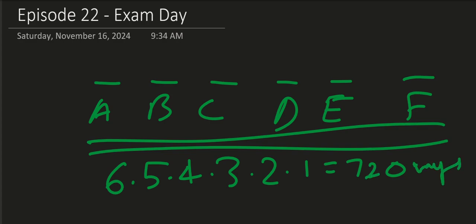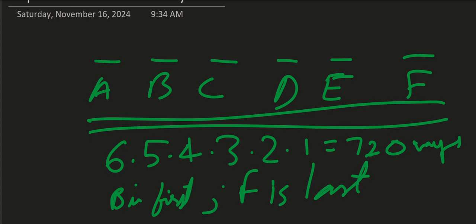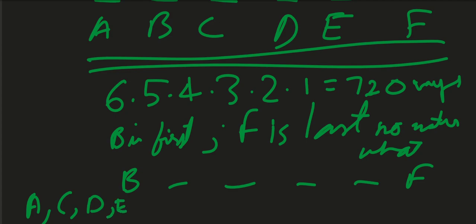I rigged the race, and I know that B is going to be first no matter what. And F is last no matter what. Now, how many ways can I have these positions? So that's B, and then F. 1, 2, 3, 4. I've got A, C, D, E. Now, how many possible ways do I have to finish this?